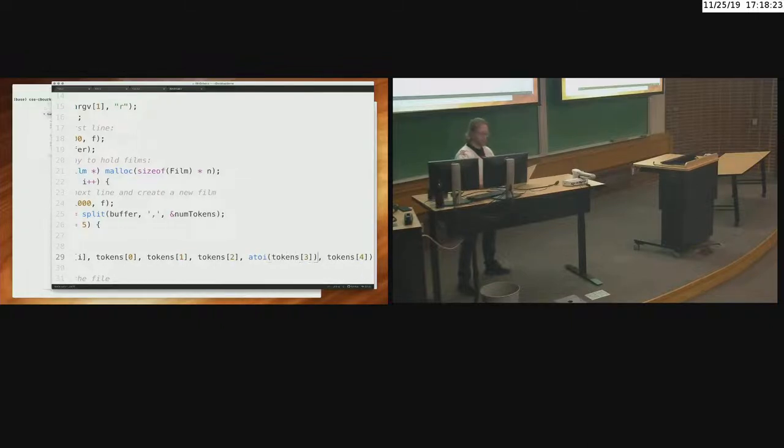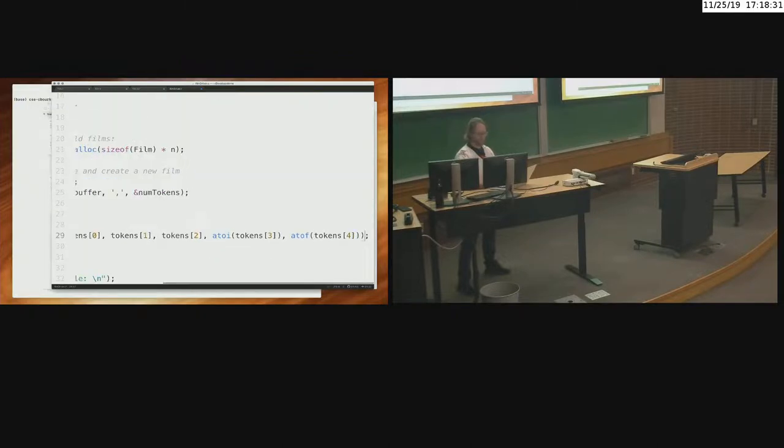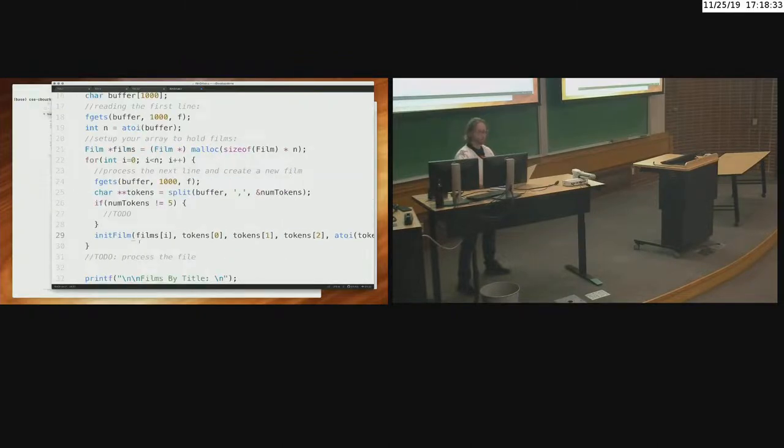What about a string to a floating point number? A to F. Oops, A to F, there we go. All right, there, and now we've initialized the films. Except, am I calling this correct?